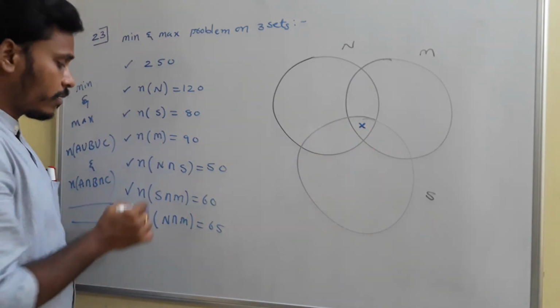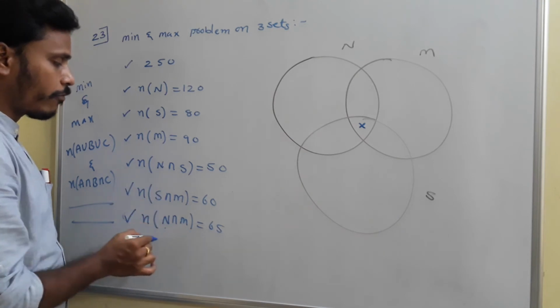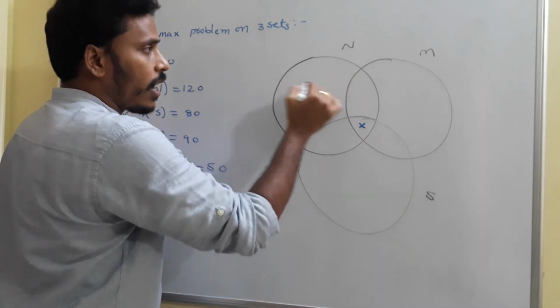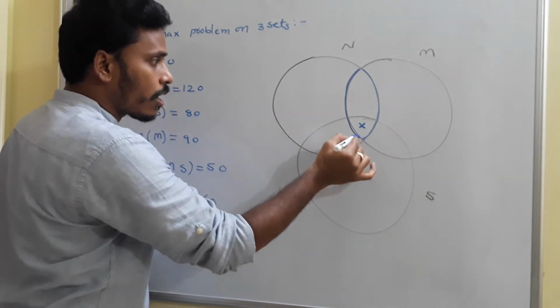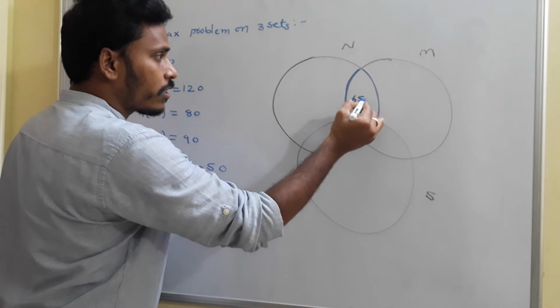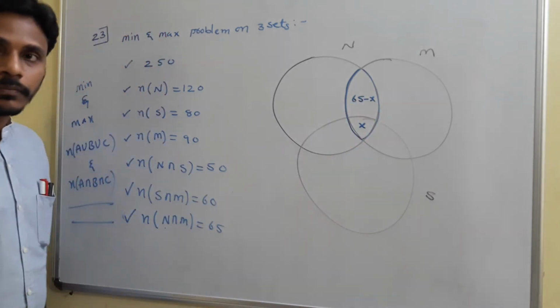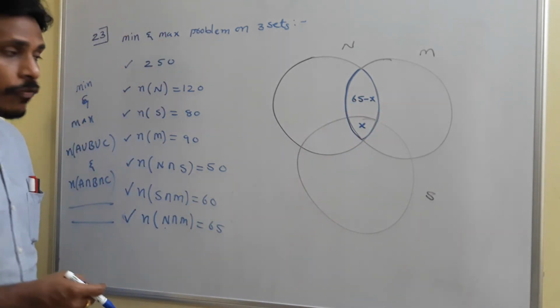Since it is X, N intersection M is 65. So N is this set and M is that set. This intersection part must contain 65. Since X is already there, this is 65 minus X. You need to fill everything in terms of X.